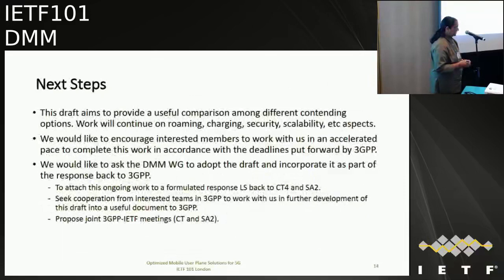What we would like to do is expand on the description of the protocols in the document for roaming, charging, security, scalability, and other things. What we would like to ask is, can the DMM adopt this draft as a working document? Then when we respond back to 3GPP, we can send a copy of this. We included SA2 here, even though we did not get an LS from SA2. And we would like to propose a joint 3GPP-IETF meeting sometime in July, if that would help the two SDOs understand what is being proposed.